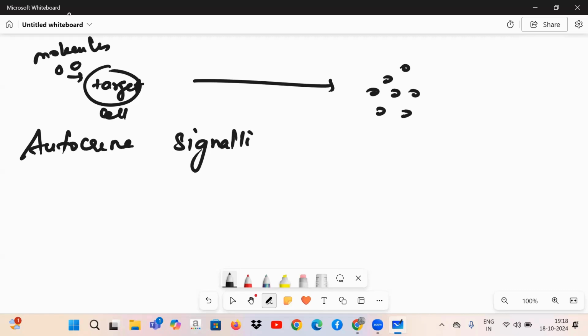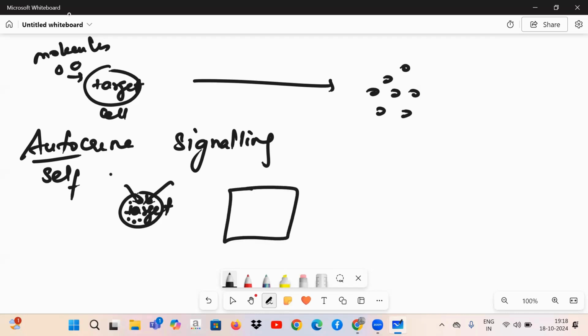Auto means what? Self. So the cells secrete signaling molecules. So this is the target cell. This is the secretion cell. The cells secrete whatever hormones in their own cells and act in the same cell. You're getting what I'm trying to say? So it is produced in the cell itself and then acts in the cell.